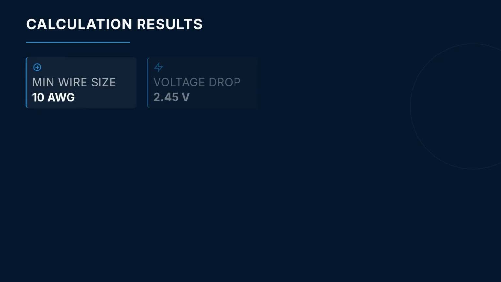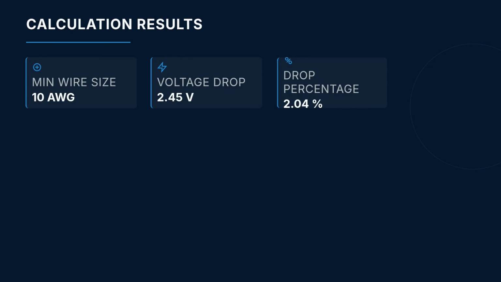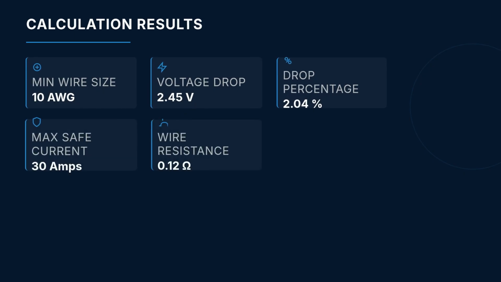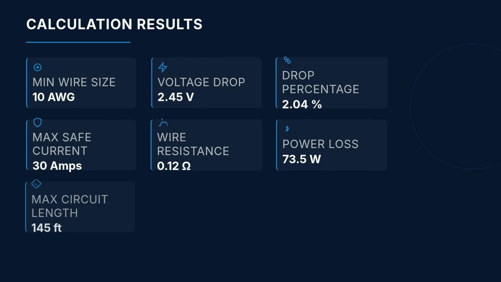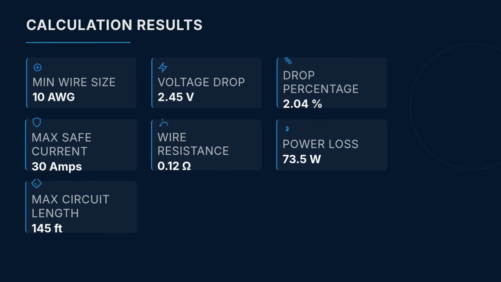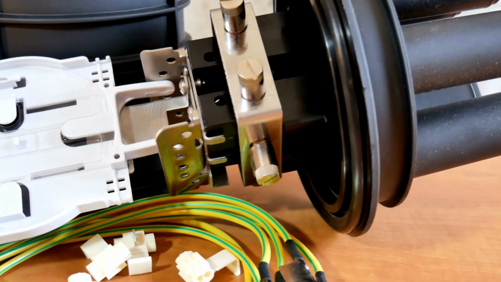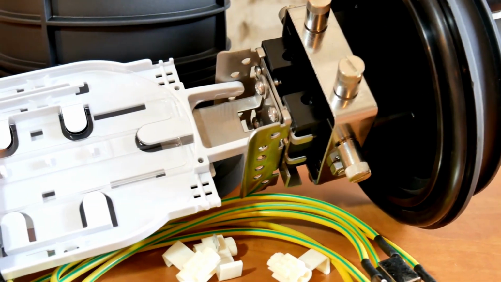After clicking Calculate, the results show your minimum required wire size, actual voltage drop percentage, maximum safe current capacity, wire resistance, power loss in watts, and maximum circuit length possible. Each output helps verify your wire selection meets safety requirements and performance specifications.